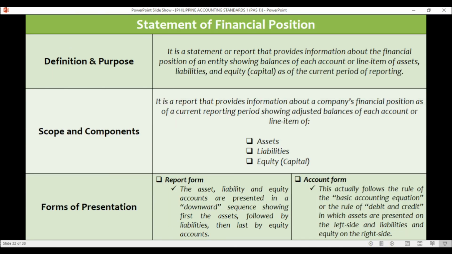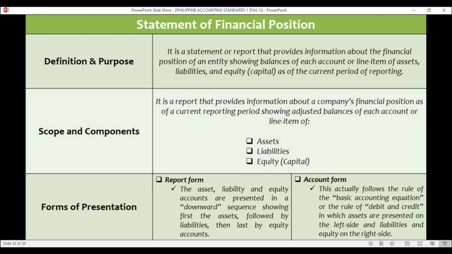So the statement of financial position is a statement or report that provides information about the financial position of an entity, showing balances of each account or line item of assets, liabilities, and equity or capital accounts as of the current period of reporting. Okay, so the scope and components: adjusted balances as of the current period, the balances of the line items of assets, liabilities, and equity.